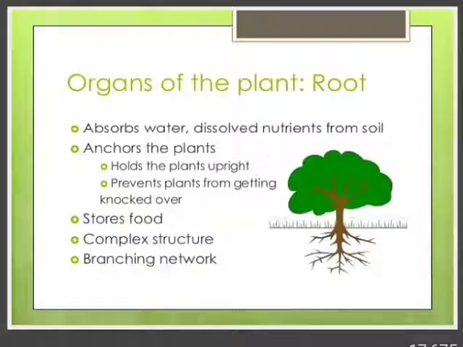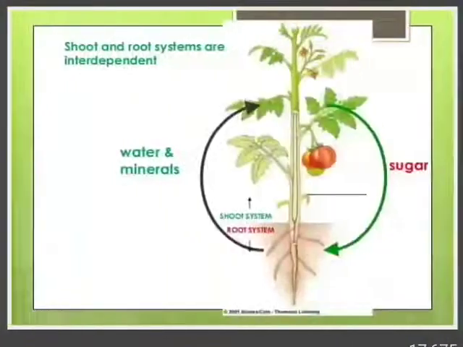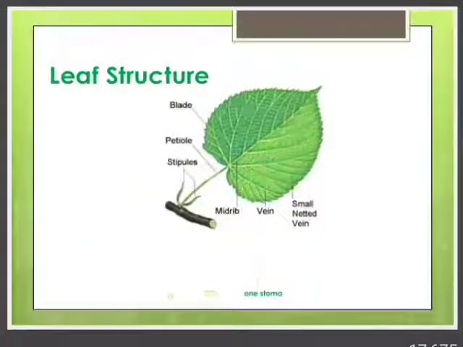Organs of the plant: the root. What is the purpose of the root? It absorbs water and dissolved nutrients from the soil, anchors the plant, holds it upright, prevents it from being knocked over, and stores food. It has a complex, branching network structure. The shoot and root systems are interdependent because they exchange water and minerals. Next, leaf structure.